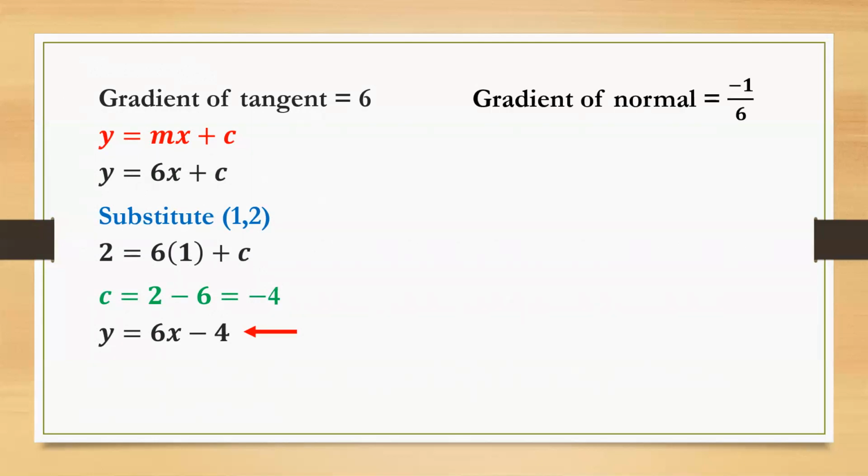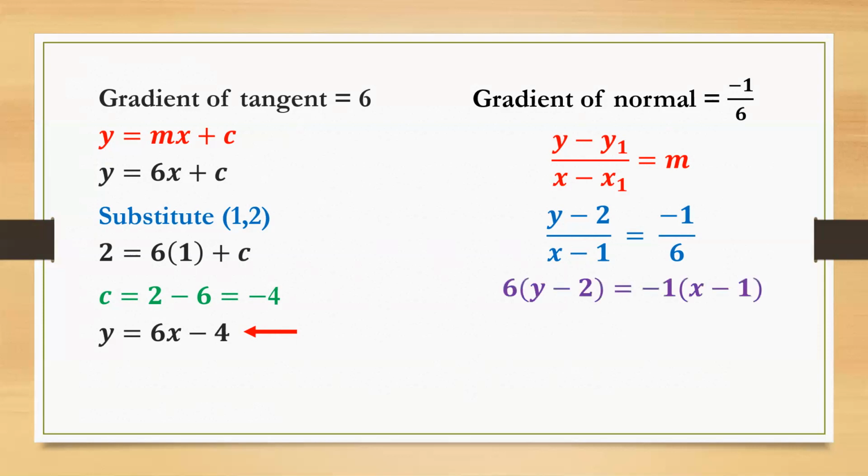Now for equation of normal. If the gradient of a tangent is 6, this means that the gradient of the normal will be minus 1 over 6. So now I need to find the equation of the normal. I'm going to use here (y minus y1) over (x minus x1) equal to m. So (y minus 2) over (x minus 1) equal to negative 1 over 6. Cross multiply, simplify, and you obtain the equation of a normal as 6y plus x equal to 13.